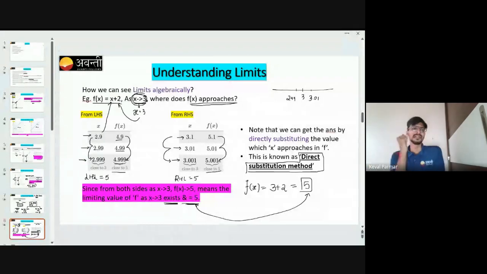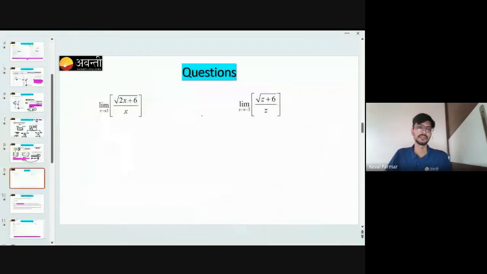Now, there are many times where the direct substitution method will fail. So what are those times where this method will fail? Let us look at some examples first.